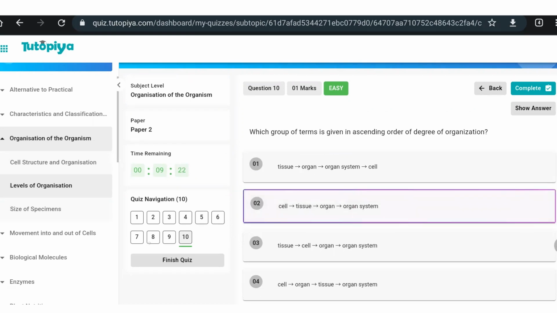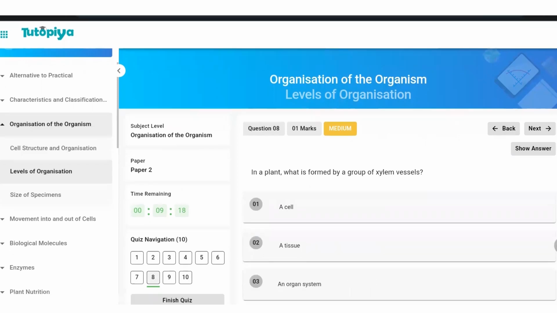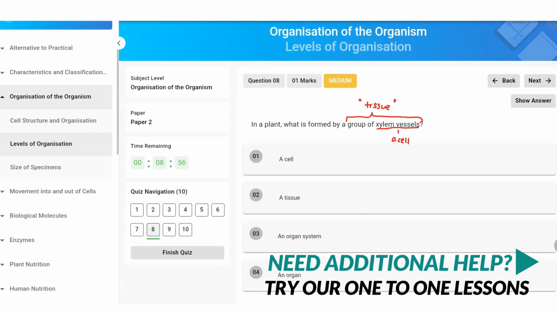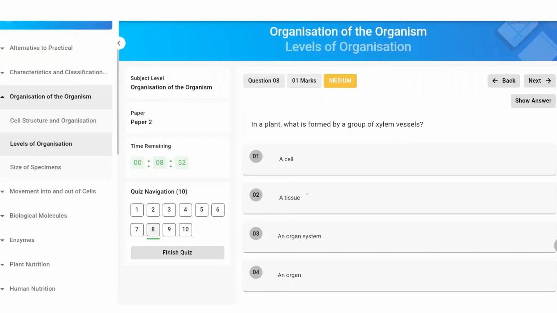And then we have another question over here. In a plant, what is formed by a group of xylem vessels? So we've learned this as well. Now we know that a xylem vessel itself is a cell. And if we consider a group of cells, we know that that's called a tissue. So a group of xylem vessels is considered as a tissue. So our answer is going to have to be answer 2, and that's what I'm choosing over here.